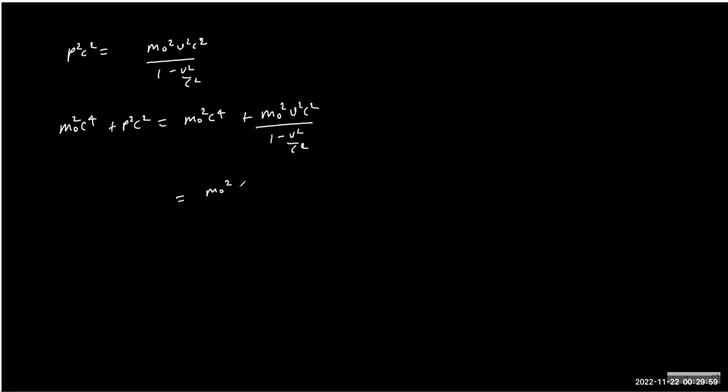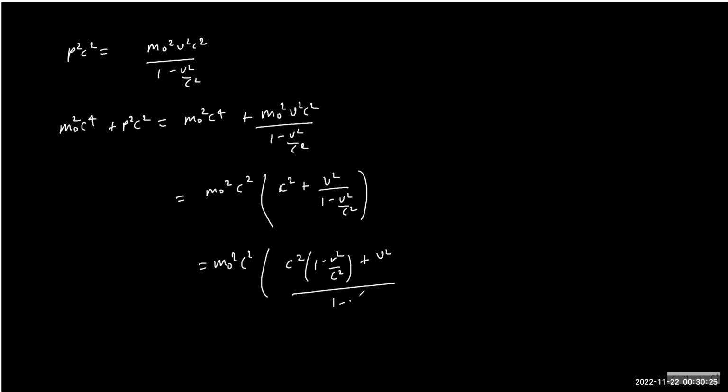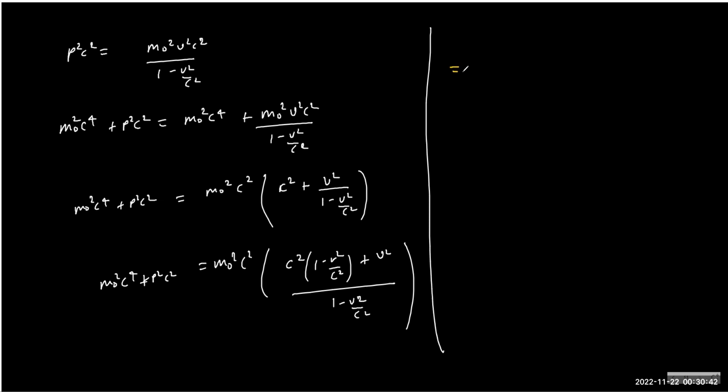So we can take common. What can we take common? M naught square c square, right? So what are we left with? C square. If you take LCM, what will we get? Something really interesting. M naught c square, and this will become c square minus v square plus v square, which is c square again, right? Can I simplify it like this?